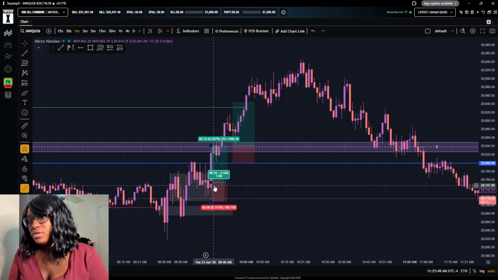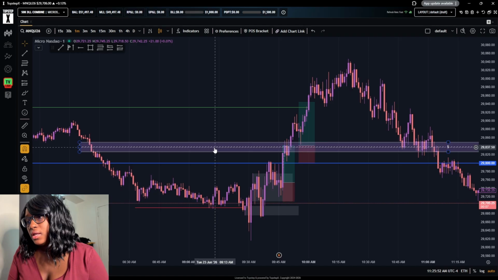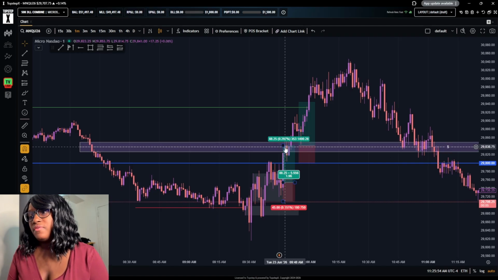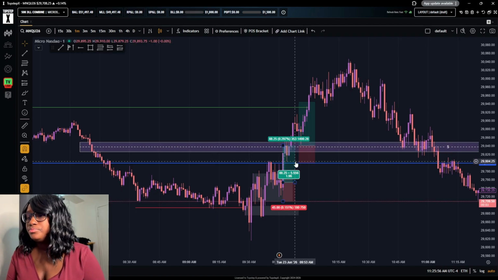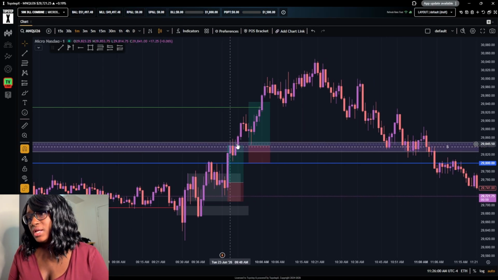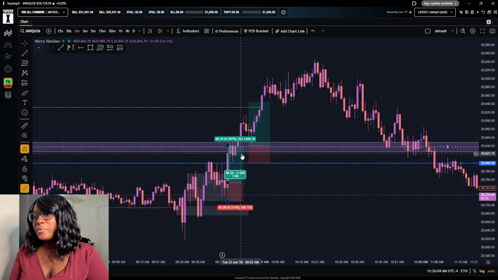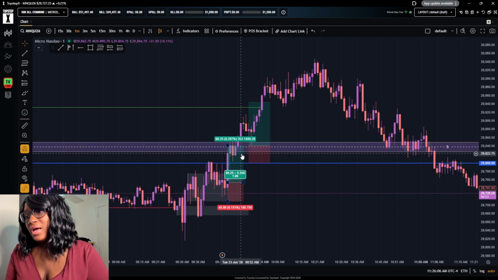It broke above this, came back. I just entered, and I marked the midpoint of this 5-minute fair value gap as my first TP. My second trade now, it kind of started trying to run away some more, and I got in.